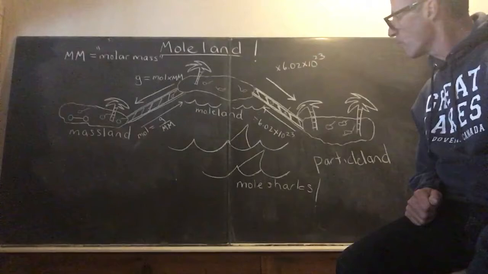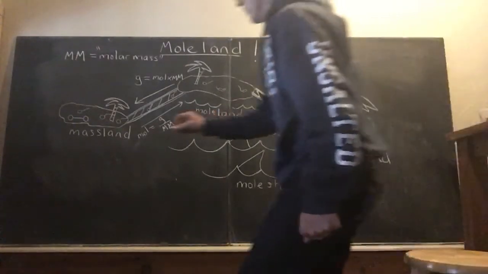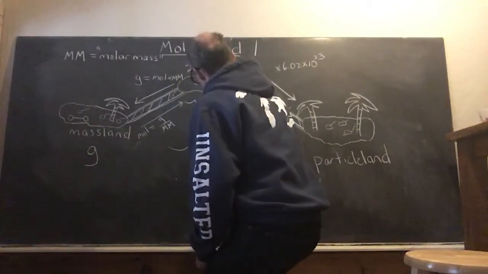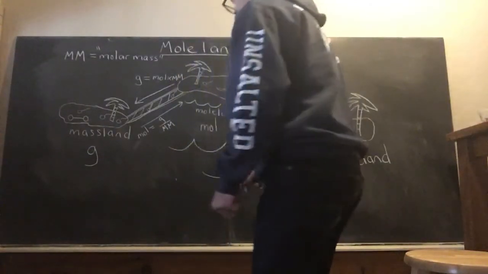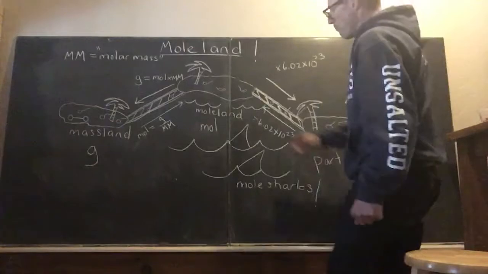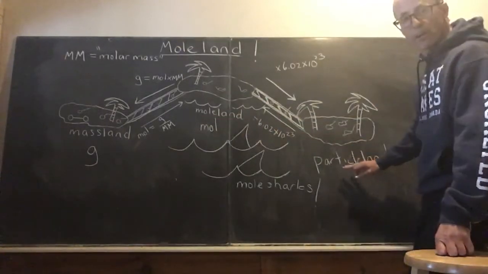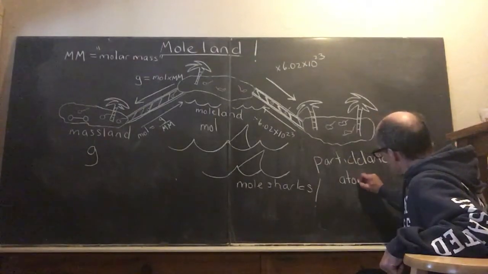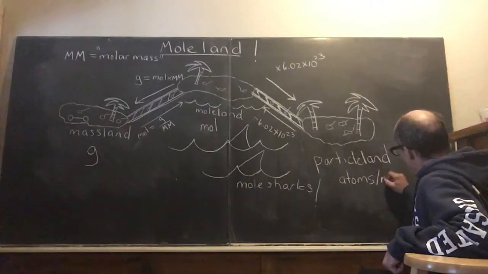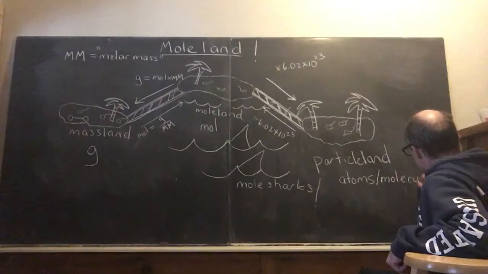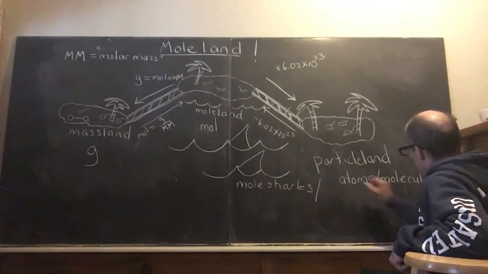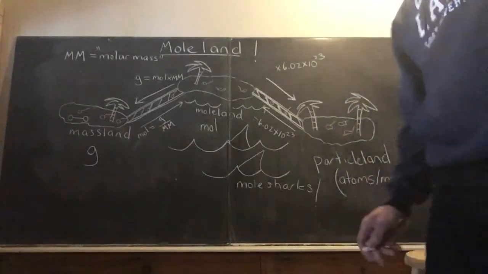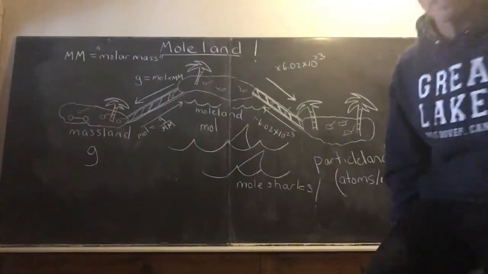Moles can easily go from grams, right here, to moles, right here. And they can easily go from moles to particles here. Now, particles could be a number of things. They could be atoms, or they could be molecules. And we're going to talk about that a little bit more in the next video. And I think that's about all we need to do at this point.